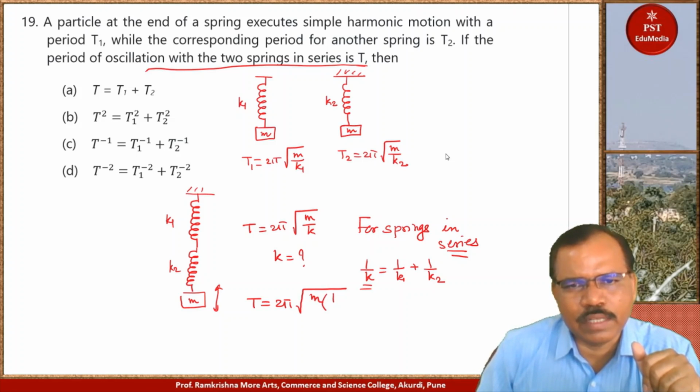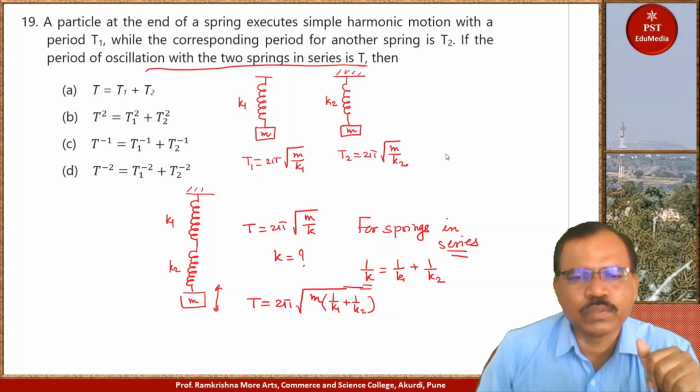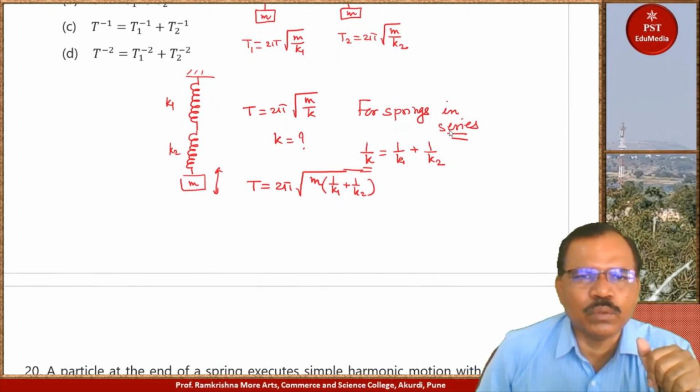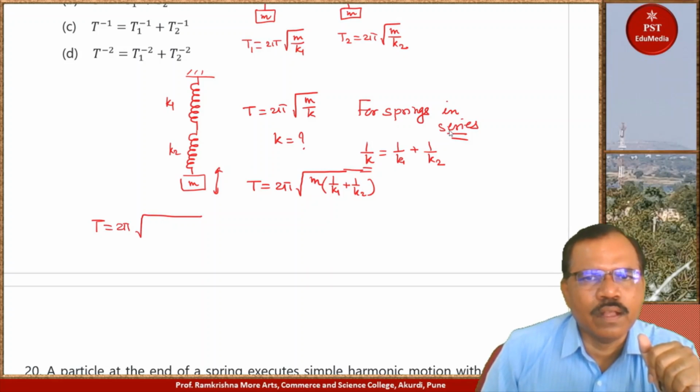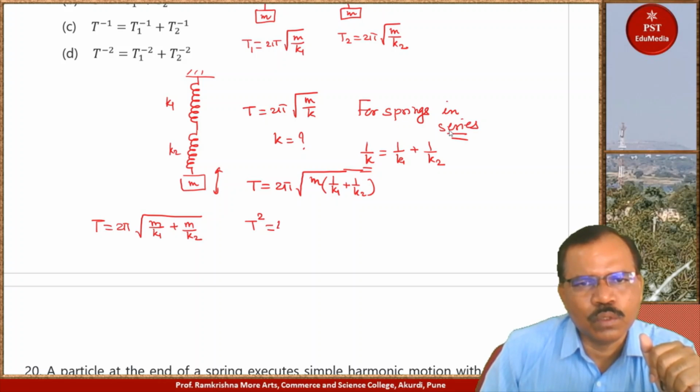I can write 1 upon k as 1 upon k1 plus 1 upon k2. So we get here T is equal to 2 pi under root m upon k1 plus m upon k2. So square. So we will get T square is equal to 4 pi square m upon k1 plus 4 pi square m upon k2.